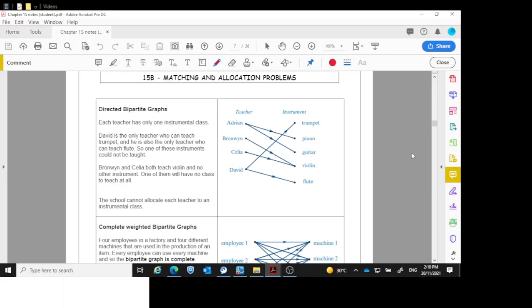This is a matching and allocation problem. Here we're trying to determine whether we can match, for example, in this one here, a teacher with instruments. Considering we only have 4 teachers and 5 instruments, this is unable to be done because we've got too many instruments. What we've just drawn up is called a bipartite graph, and it should always be directed. Every bipartite graph should be directed.